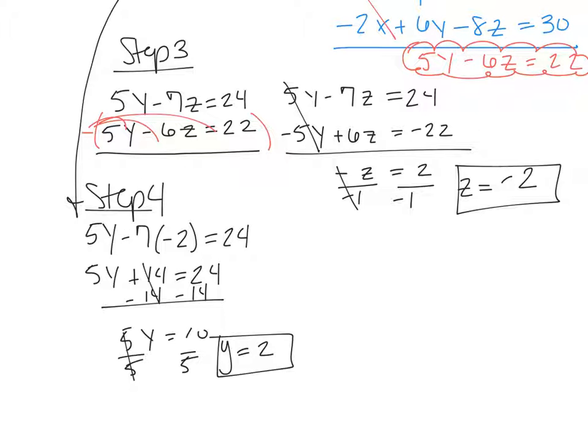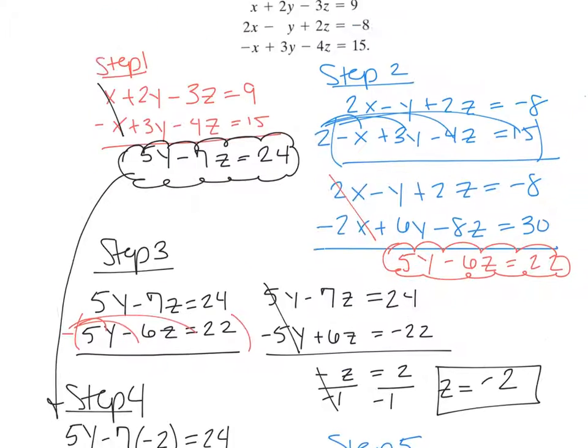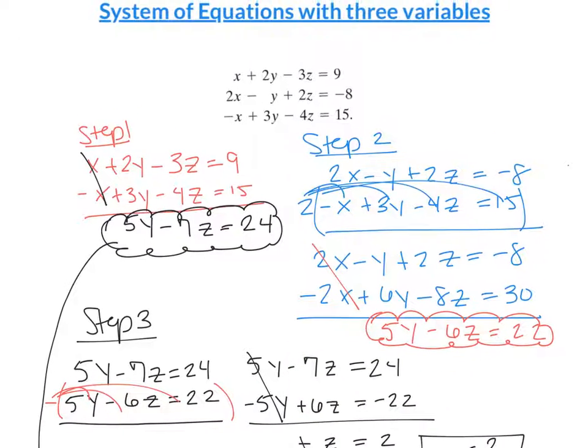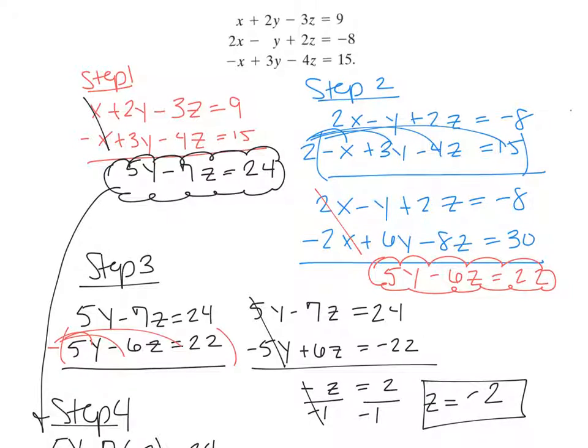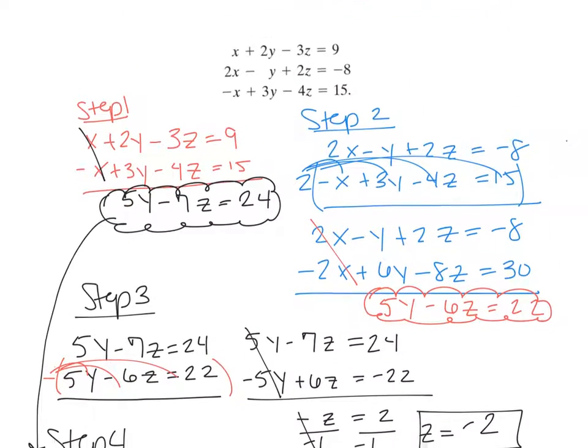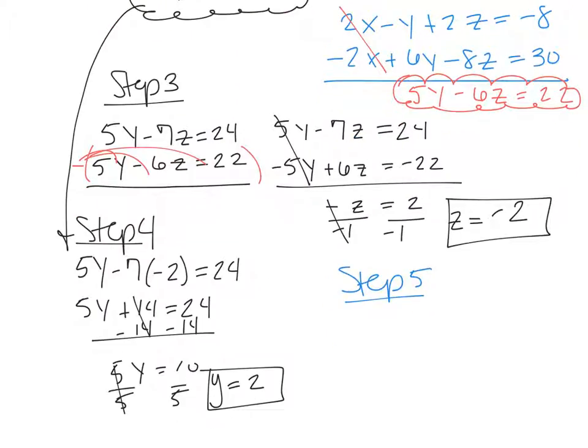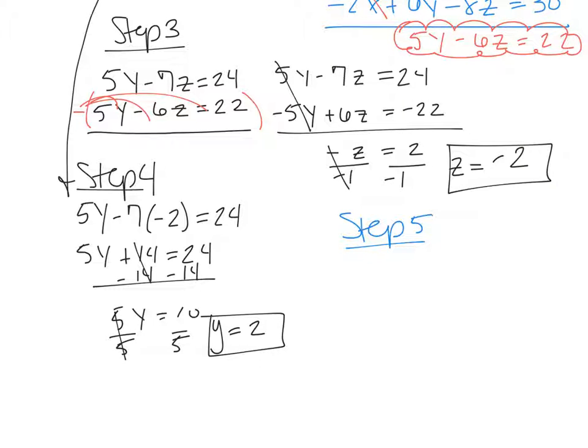Now the only thing I'm missing is x, and what I'm going to do to find x in step 5, which is my final step, is I'm going to take one of the original equations. It does not matter which one you pick. I'm going to pick the first one. So I'm going to plug it into the first equation. So my first equation is x plus 2y minus 3z equals 9.